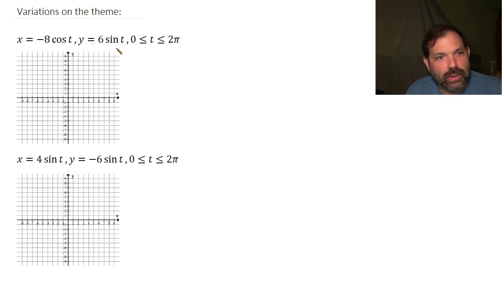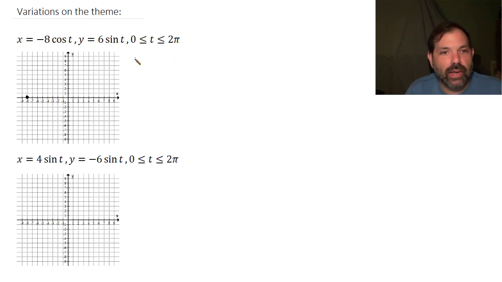All right, so let's think about this. If t was 0, then my first point is going to be at negative 8, 0, because the cosine of 0 is 1, the sine of 0 is 0. So my initial point is negative 8, 0, and that's also going to be my terminal point.